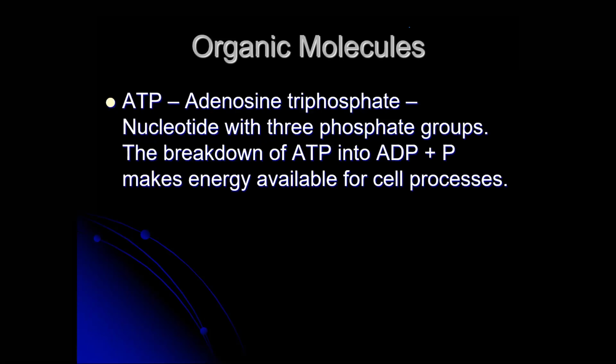ATP is adenosine triphosphate. It's a nucleotide with 3 phosphate groups. Adenosine is your nucleotide, and you have 3 phosphate groups attached to that. The breakdown of ATP into ADP, where you take one of those phosphate groups off and you just have diphosphate, is what makes energy available for cells. This is the battery of our cell.